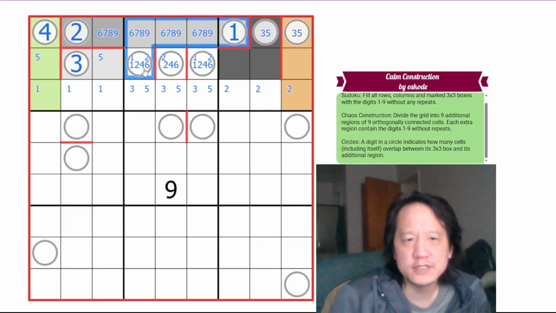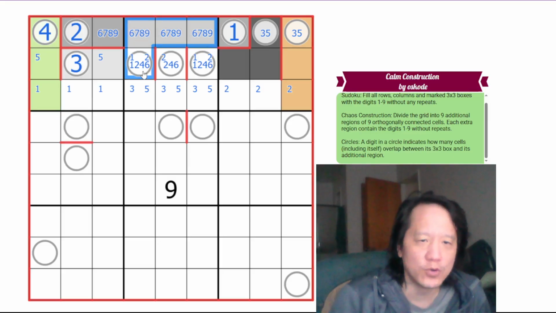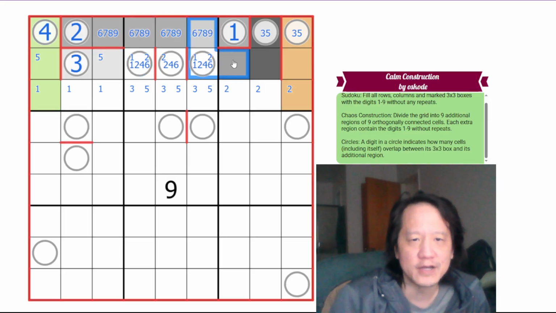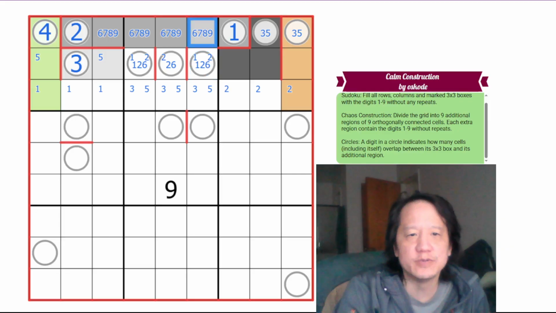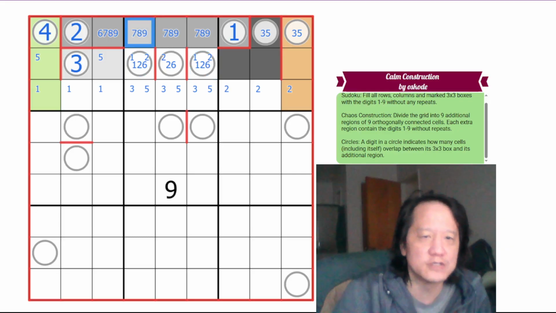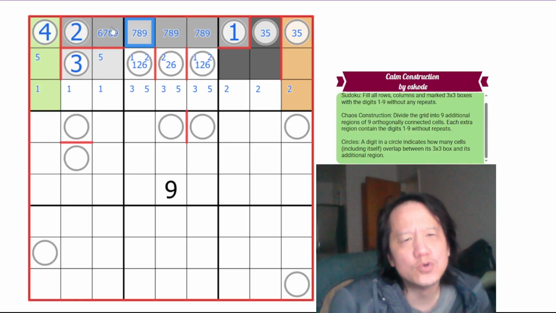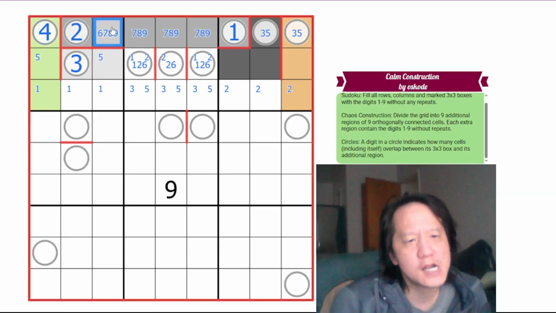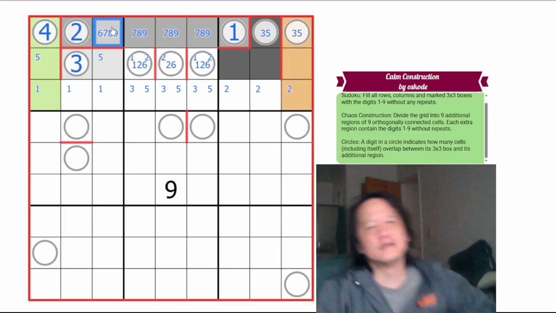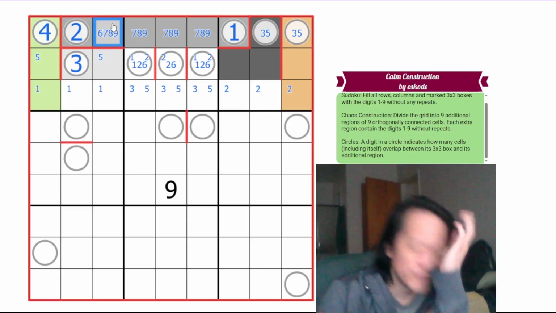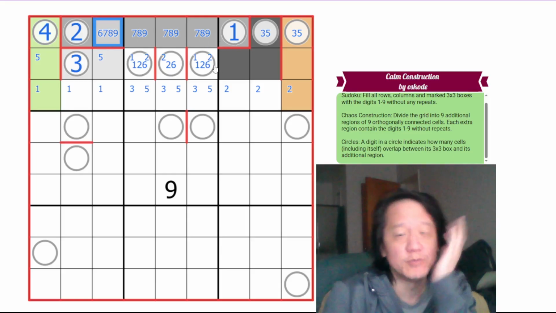It can't be 4. If it's just 4, it has to go out here, and that's not allowed. So this has to be 6. So this is not 1, 2, and 4. This is guaranteed to be 1, 2, and 6, which eliminates 1, 2, and 6 in the rest. Ooh, that makes that a 6. That doesn't work. Oh, it could be 1, 2, 5. It has to be 1, 2, 5 then.